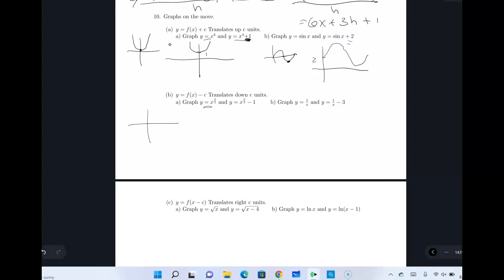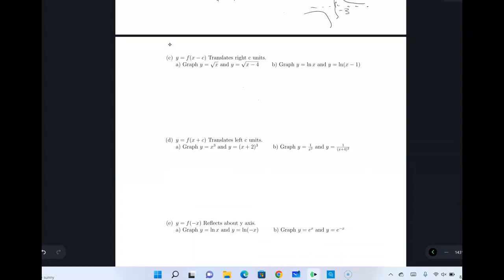Okay, the x to the 2/3 graph is this cuspy thing, and then subtract 1 moves it down by 1. So it looks like something like that. 1 over x, you know, looks like this. So 1 over x minus 3 moves the asymptote that was here down to -3. So it looks something like that.